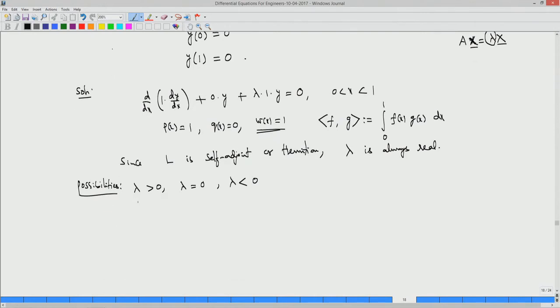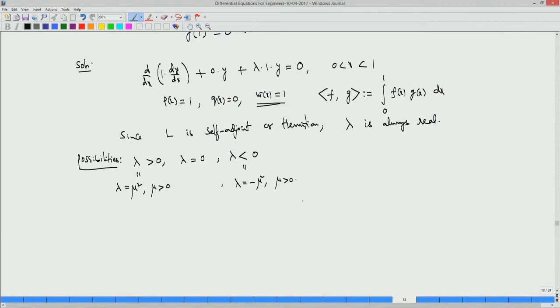If lambda is positive, I can write this as mu square, okay, where mu is positive. Lambda equal to 0 is the same, okay. And here also you can make it like lambda equal to minus mu square with mu positive. So, this is how you make 3 possibilities, and now take the equation d square y by dx square. So, look at the case 1. So, this is the case 1, this is case 2 and this is case 3.